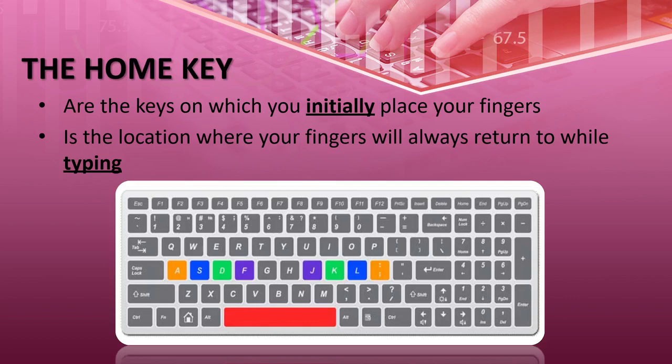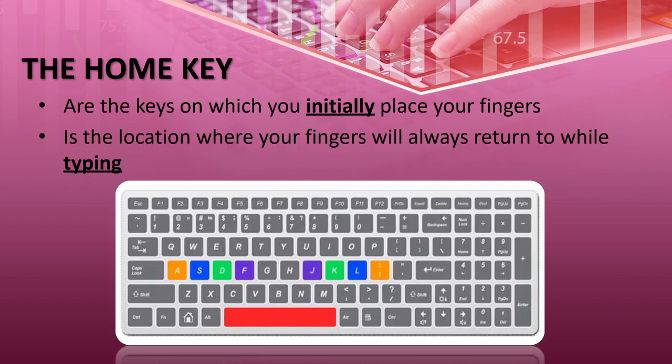The first sentence I am writing: it is the key on which our fingers are put initially by default. Whenever we go to the computer lab and put both hands, you have to put them on the home keys: A, S, D, F, J, K, L, semicolon and the space bar that I am highlighting here. This is our home key. The colorful keys that I am showing here indicate the home keys. And here the red one, the space bar, the longest key, is also a home key. It is the location where your fingers will always return to while typing.